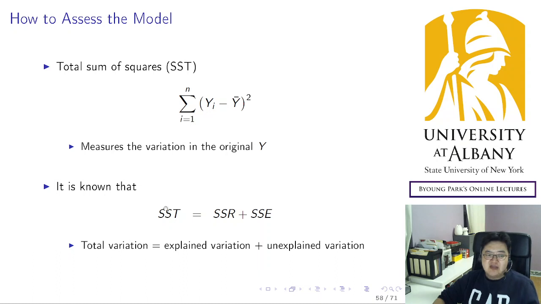So it is clear that the total sum of squares is the total variation in the original y, and the sum of squared errors is the variation of the residuals, the size of the residuals. Therefore, the regression sum of squares can be interpreted as the part of the total variation other than the unexplained variation. So this is how much you could explain using the model.